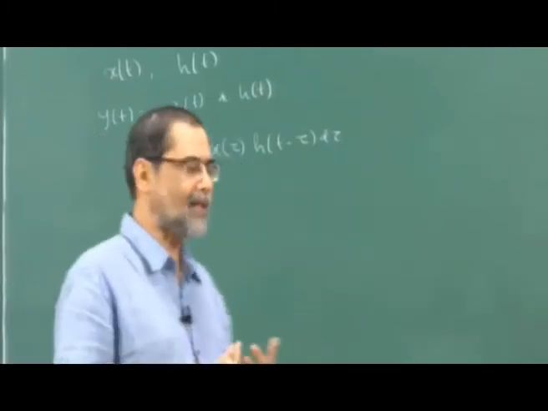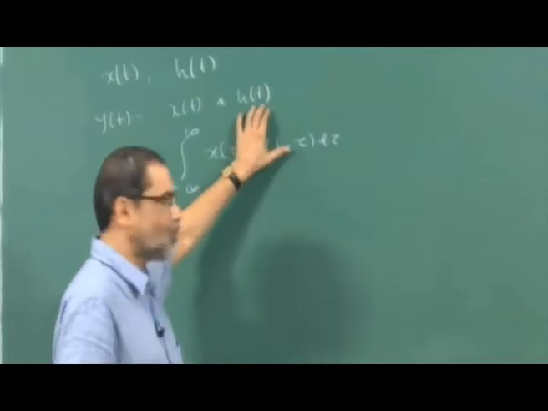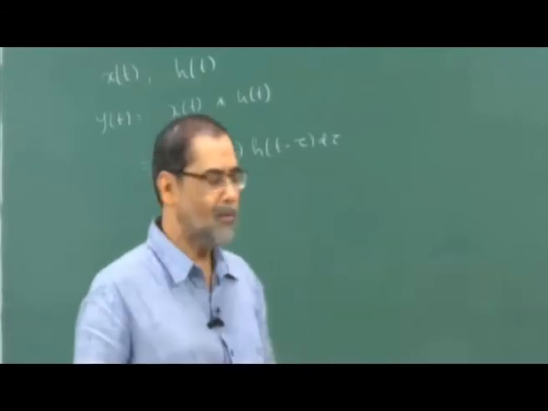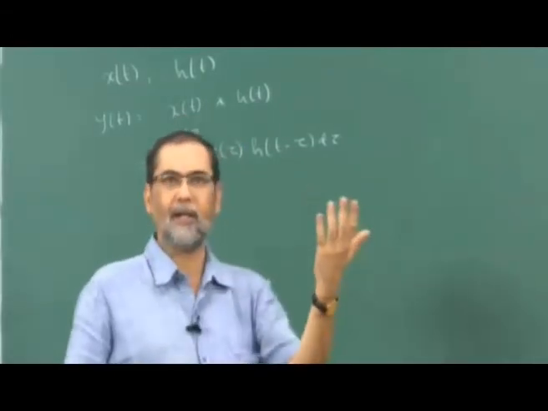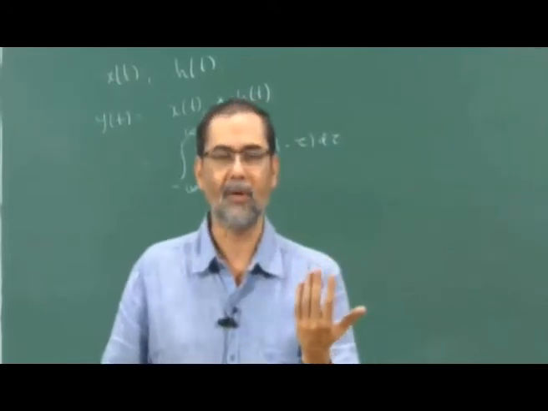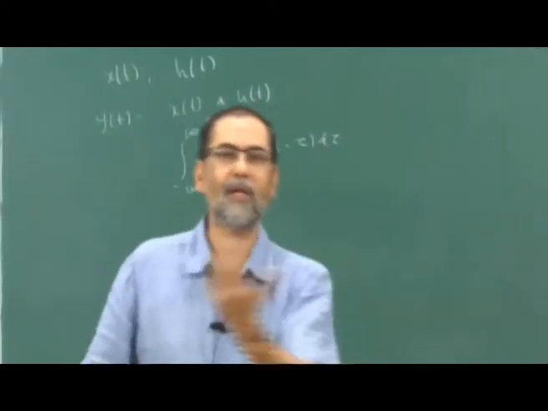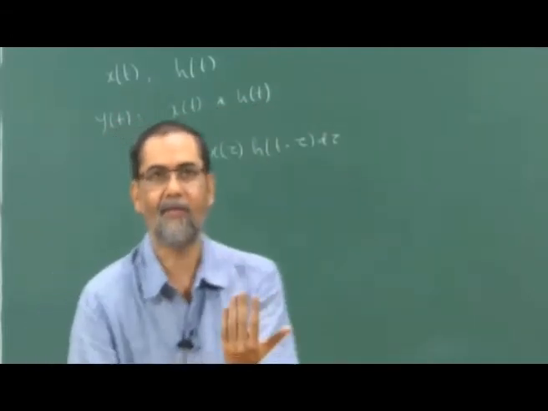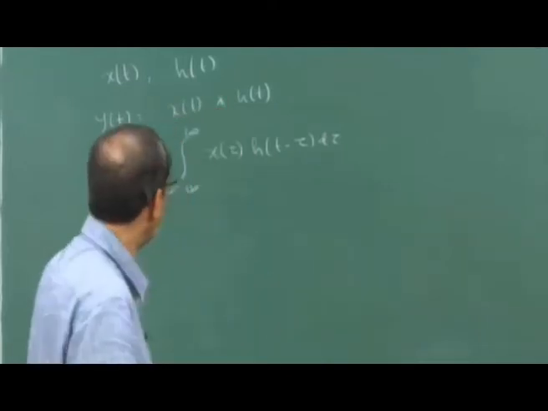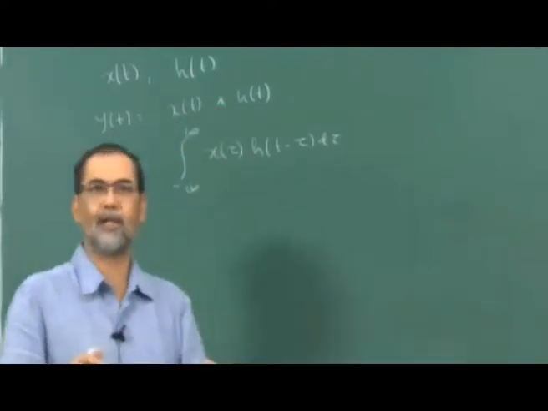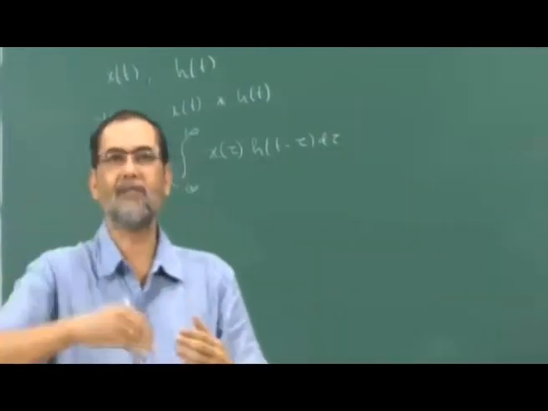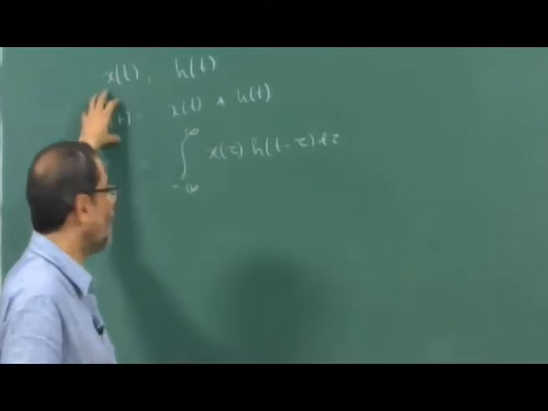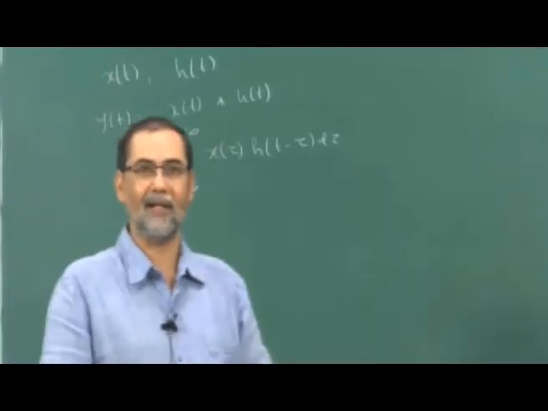I described this last time as taking h of t and representing it as h of tau, simply rewriting t as tau and flipping it. By flipping I get h of minus tau and moving it to any particular t I am interested in, I find the overlapping areas between x and h for that particular t. For the overlapping areas, find the product. The area under the product, or integration, is the value of y at that particular point in time t.